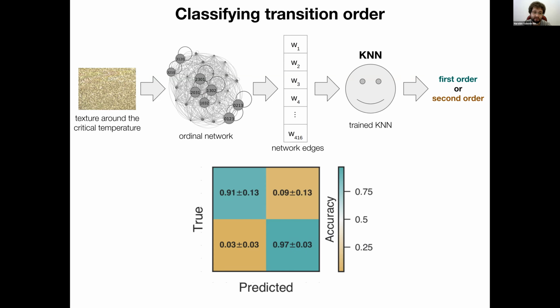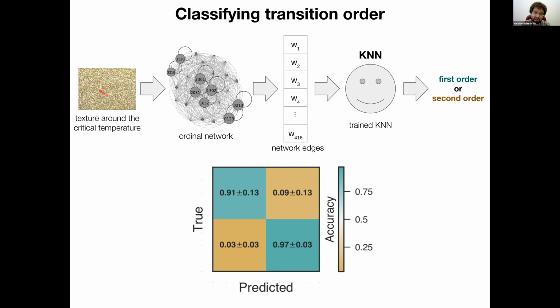Okay, but as a first application of machine learning with these ordinal networks, we have tried to predict the order of the phase transition. For that, we select some textures around the phase transition, and we tag these textures as textures around a phase transition of first order or second order. And our goal will be to select a new image that was never exposed to the algorithm and say if that texture is from a transition of first order or second order.